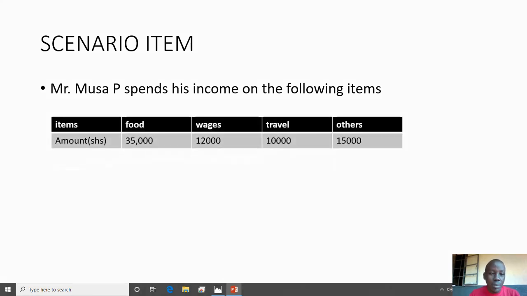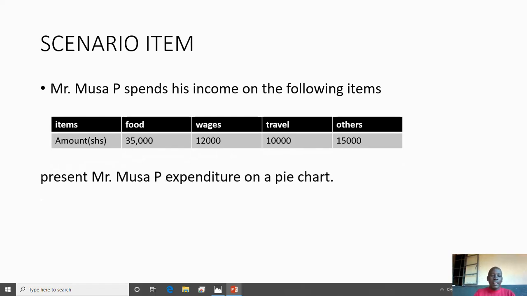The scenario says that Mr. Musa P spends his income on the following items: food, wages, travel, and others, and those are the respective amounts. The task is about representing Mr. Musa's expenditure on a pie chart. All of you can recall what a pie chart looks like. A pie chart is in the form of a circle, and the angle sum of a circle is 360 degrees.